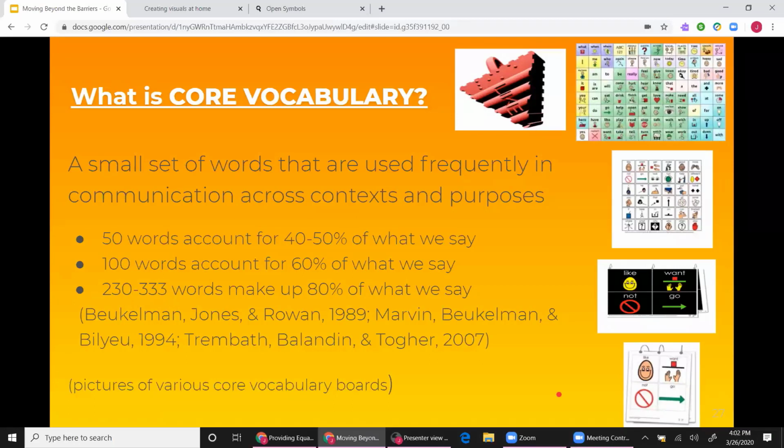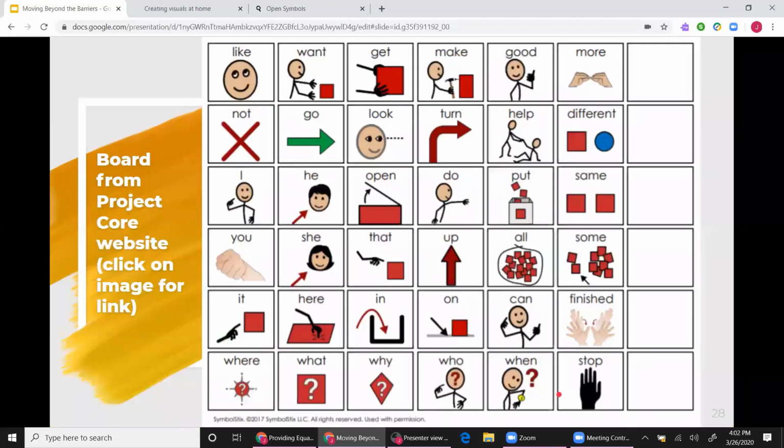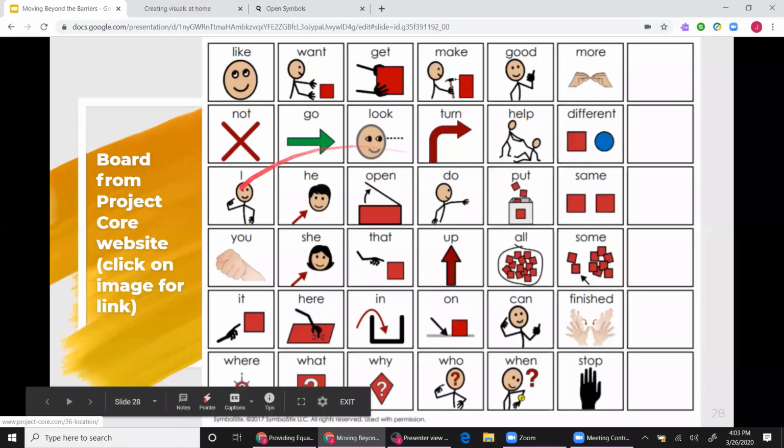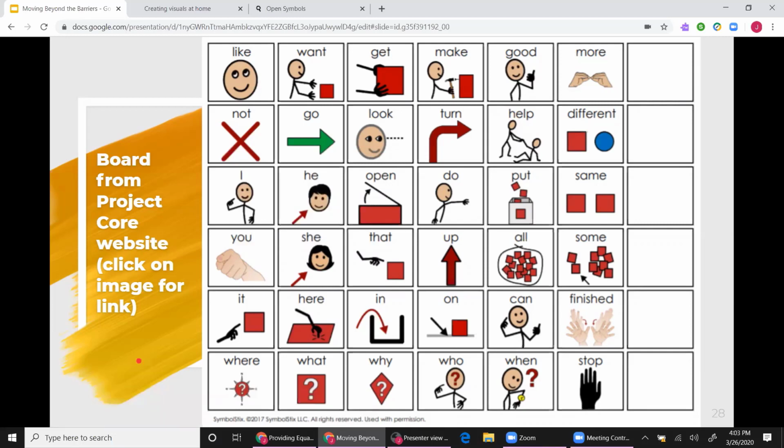And these little words often, our educators think of them as sight words. There's a lot of overlap, but they make up 80% of what we actually say. Here is a board from Project Core that just highlights some of the core vocabulary words that are out there. So you can see, again, these concepts are fairly abstract because they are the pronouns and the verbs and the adjectives, and they're hard to visually represent.